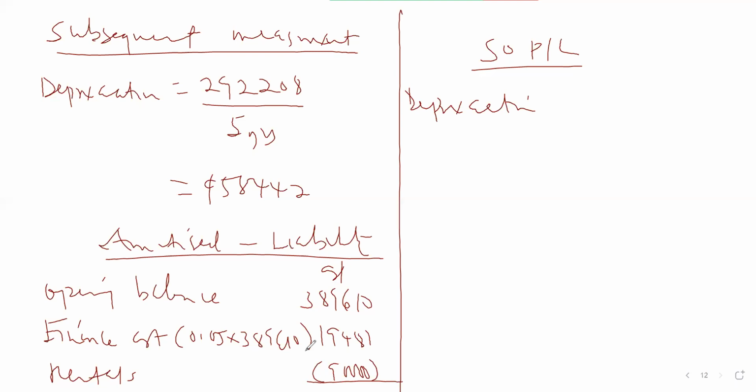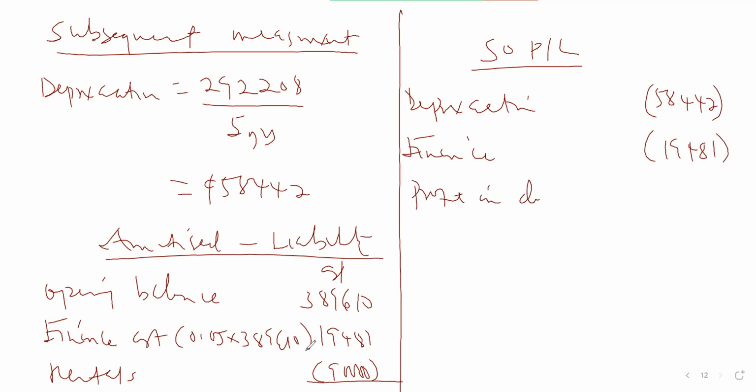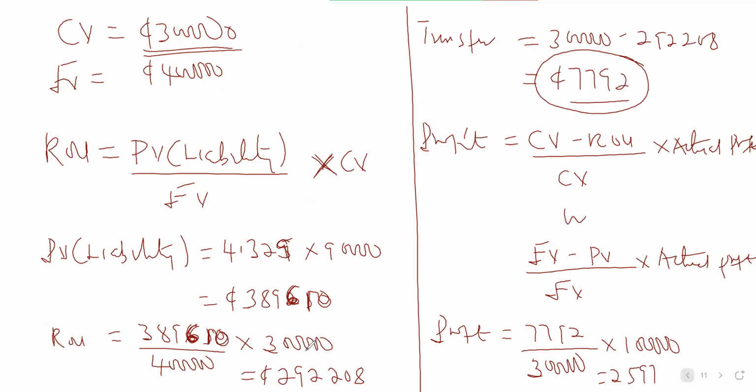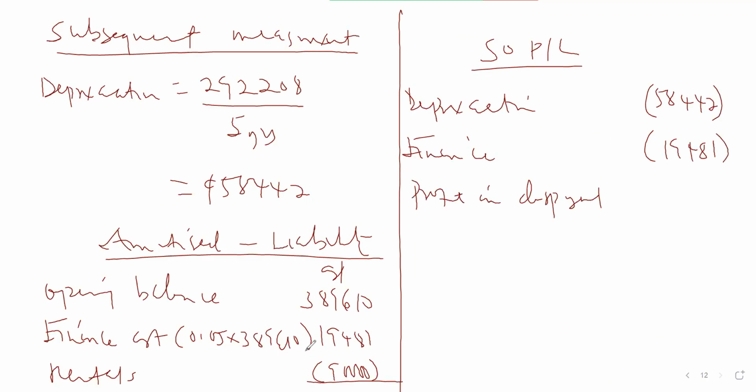So if you go to your statement of profit or loss, you show depreciation of 58,442, which will be this one. You show a finance cost of 19,481. Then you now show your profits on disposal of the assets, which will be the 2597.